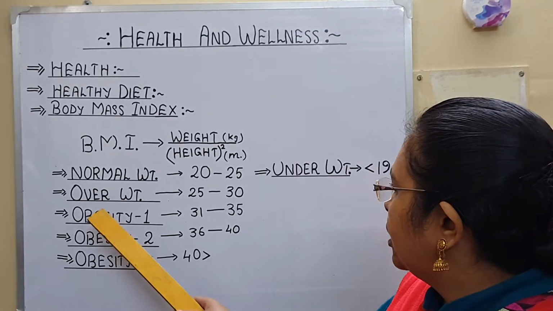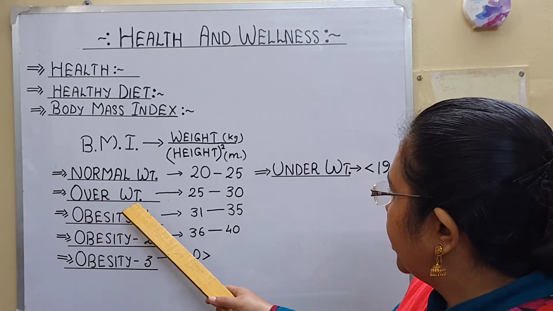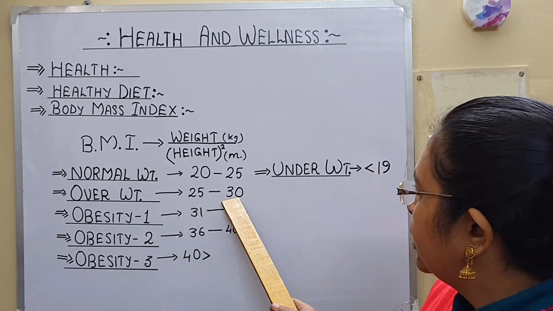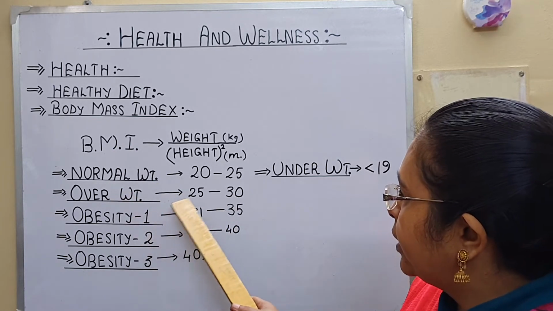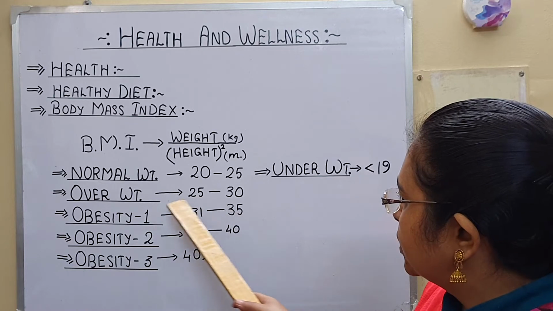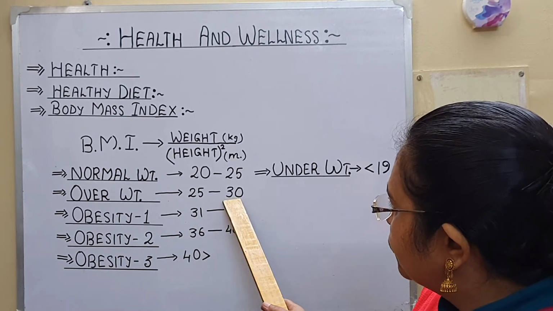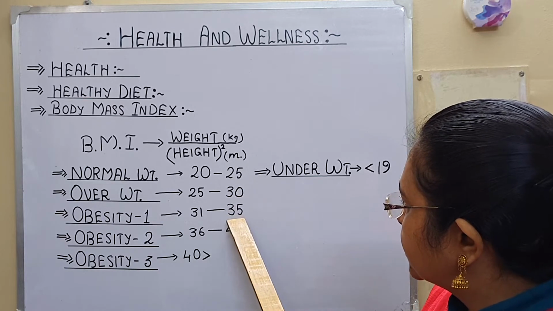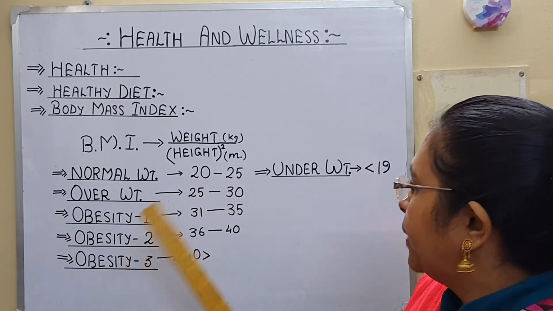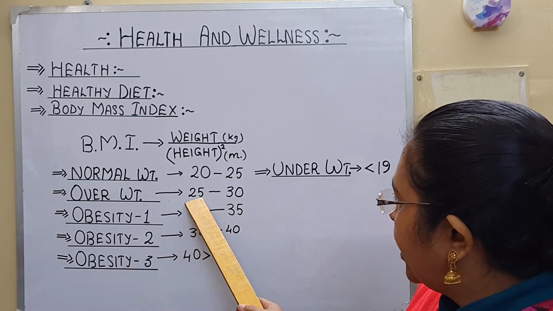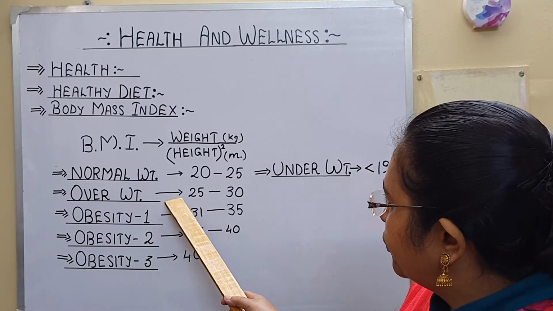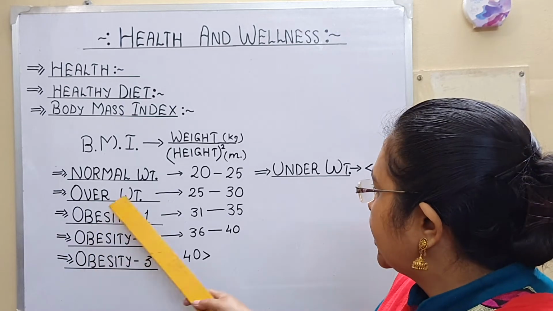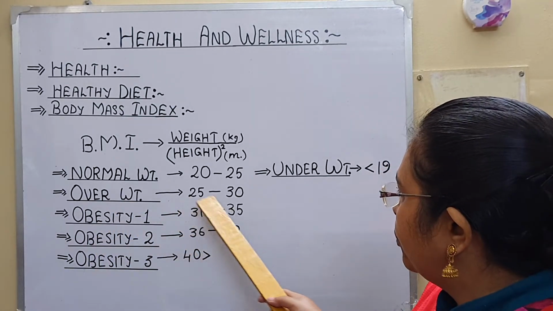Now, how will overweight be calculated? When this BMI index comes from 25 to 30, it will be identified that the person is moving towards obesity. If it moves to 30, then it will be identified that the person is moving towards obesity. But if it moves from 25 towards 24, then that person is moving towards normal weight. So the overweight standard is from 25 to 30.